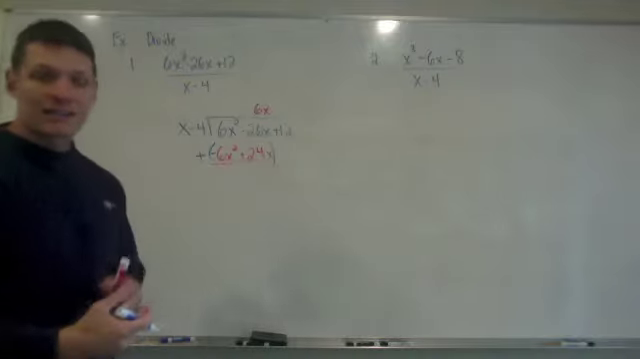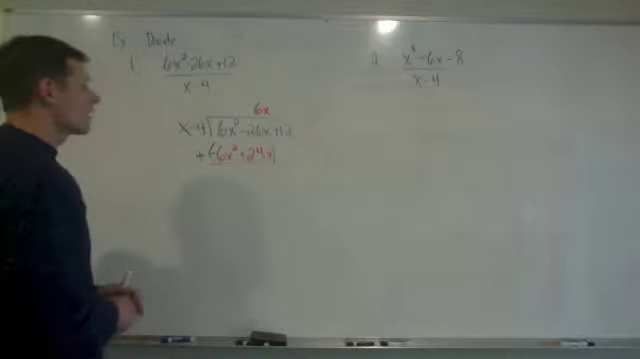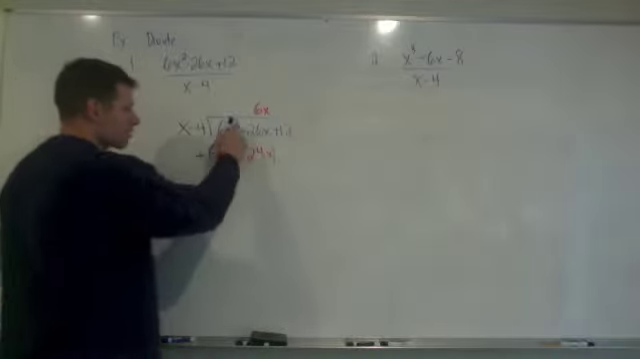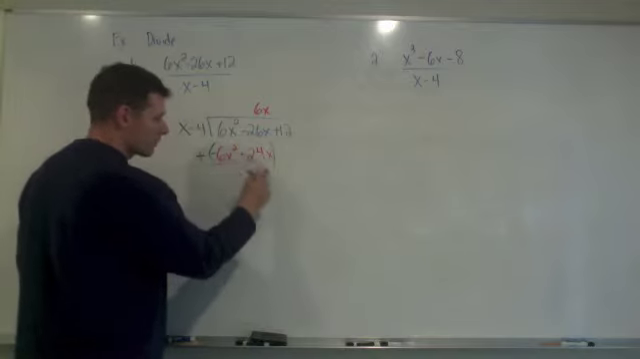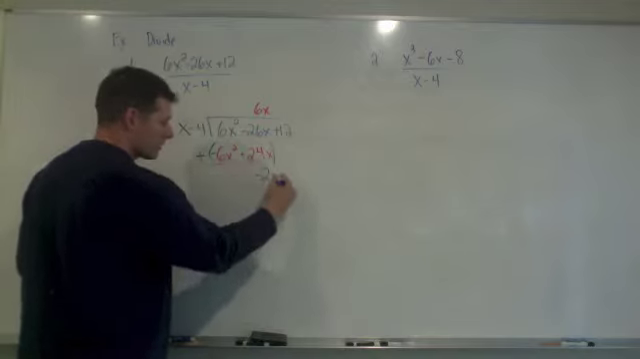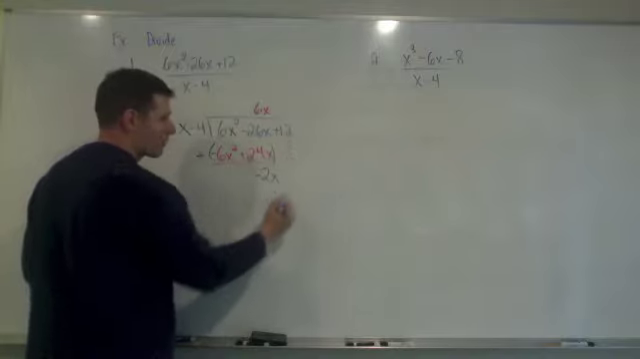Because subtracting is the same thing as adding the negative. That's what I'm using right here. So then I have an addition problem. 6x squared and negative 6x squared go to 0. Negative 26x and 24x is negative 2x. Okay? Now what I do, very similar to just numbers, is I drop that guy down.